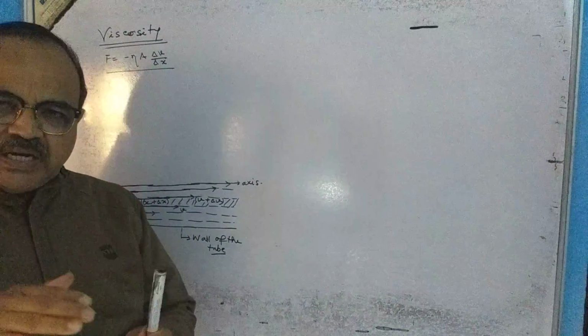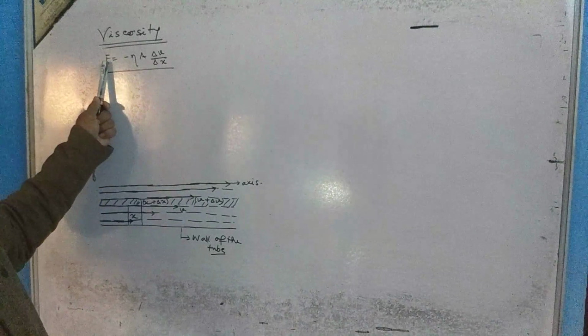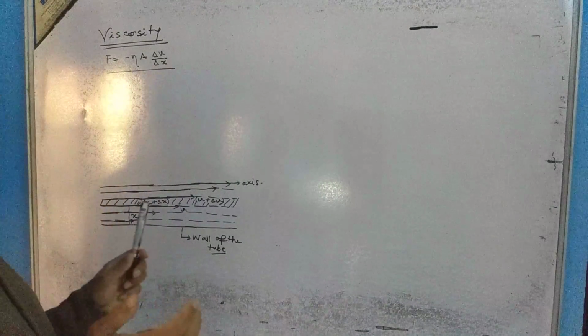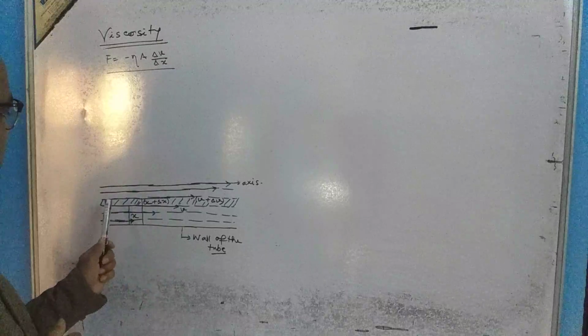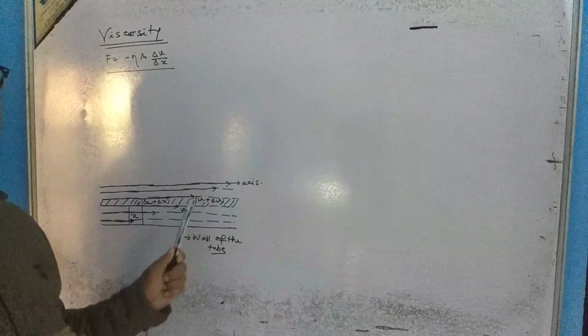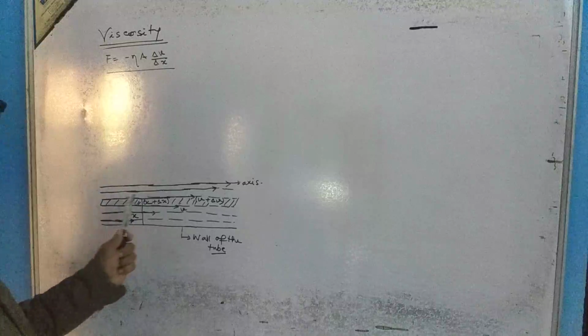Now, continuing our discussion, I have just discussed Newton's formula F is equal to minus eta A delta V by delta x in the context of this diagram. Just look at this shaded portion. The shaded portion is the area enclosed by the two layers under consideration.